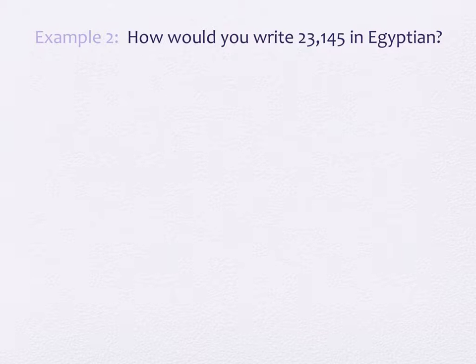Now, it's equally clean and simple to take our number and write it in their number system. I have 23,145. And we're going to take each place value and write them, because while theirs is not a place value system, this 2 right here means something in their system. It means 2 what? 2 10,000s, and 10,000 is a pointing finger. So I need 2 pointing fingers.